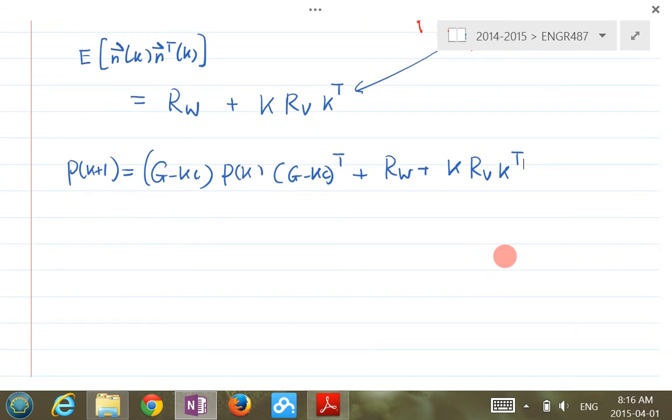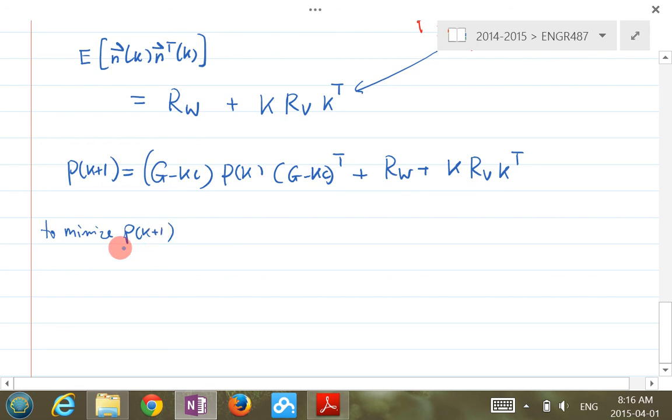Now remember what we're doing here. The objective is to minimize P of K plus 1. When you minimize a function, you minimize it with respect to certain variables, right? Basically at what variable that function will become a minimum. So you look at this function here. It's not really a function, but a matrix. The P is actually a function of what? Which one is a variable here? G is not a variable. RW, RV, they're not variables. So the only variable is which one?